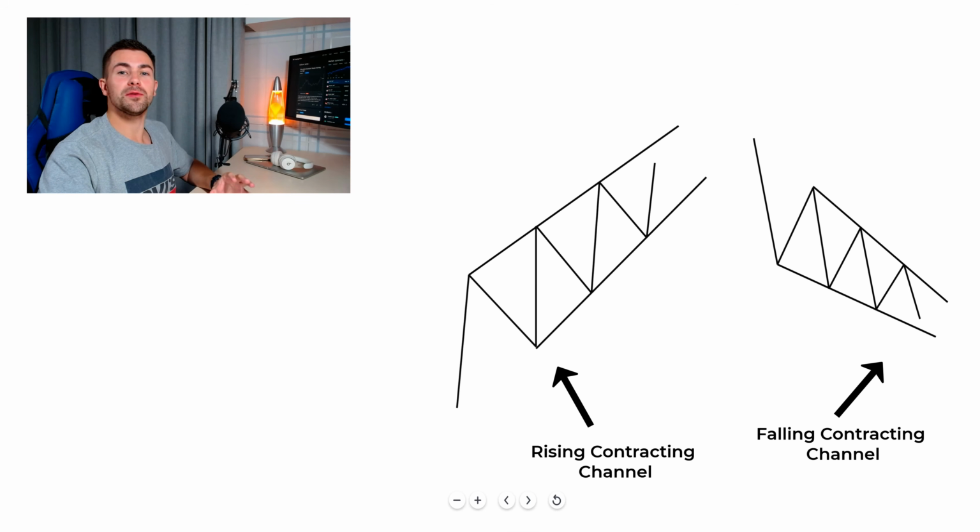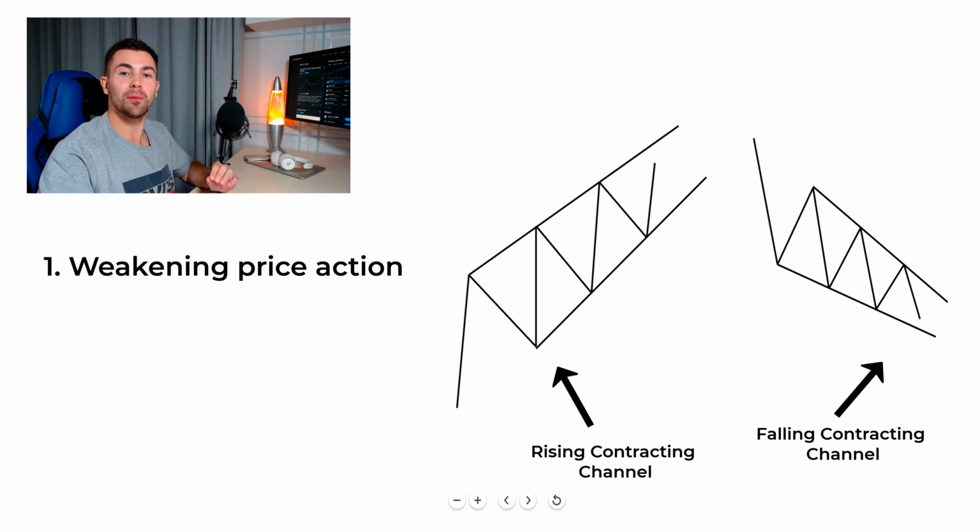The second type of a channel is called the contracting channel, and within the contracting channel, the price action is weakening. If we talk about the rising contracting channel, bulls are becoming weaker and weaker there, and if we talk about the falling contracting channel, bears are weakening there. And the distance between the boundaries of the channel contracts, yes.